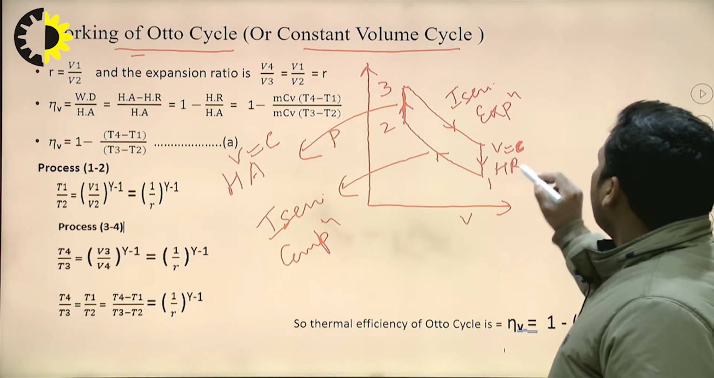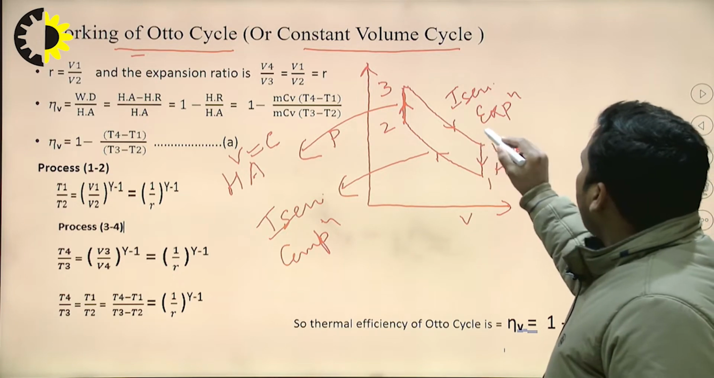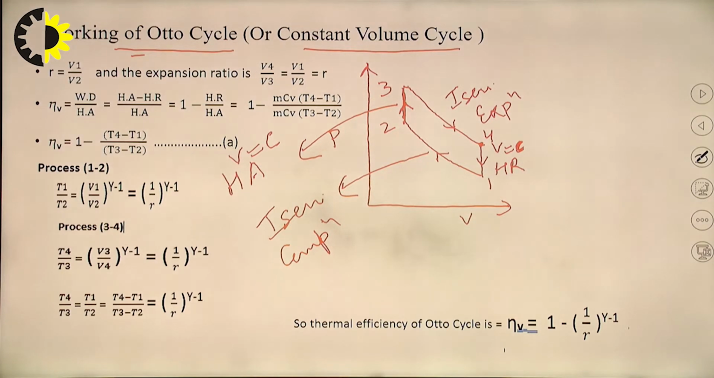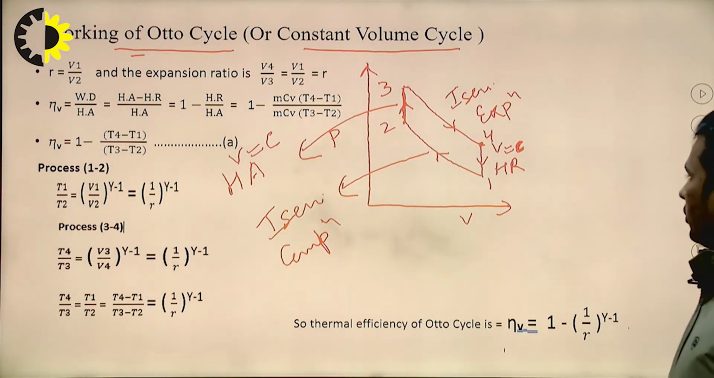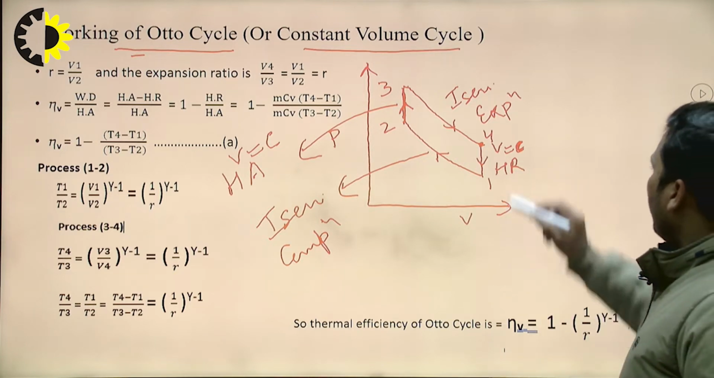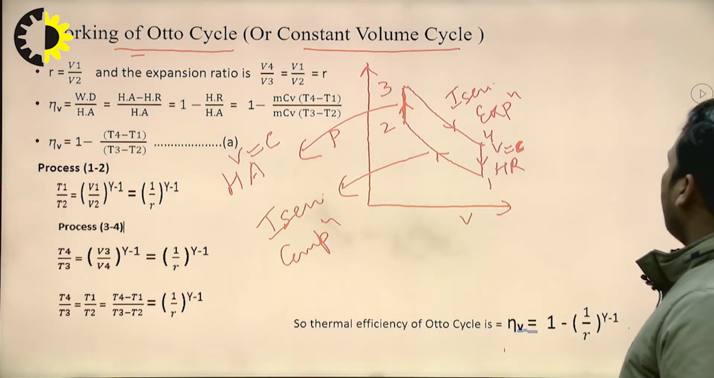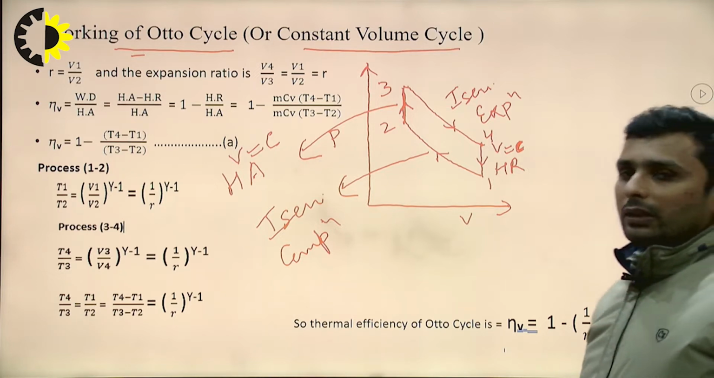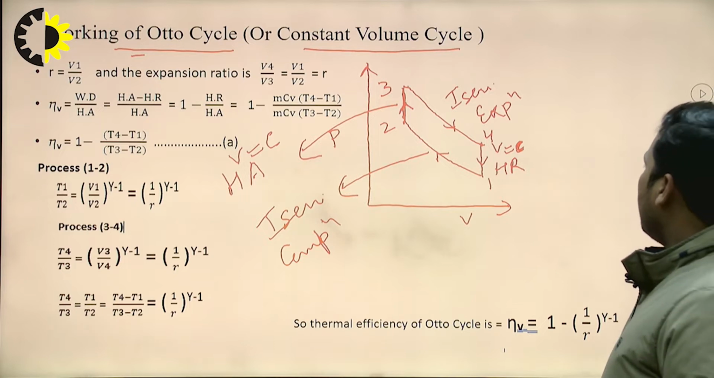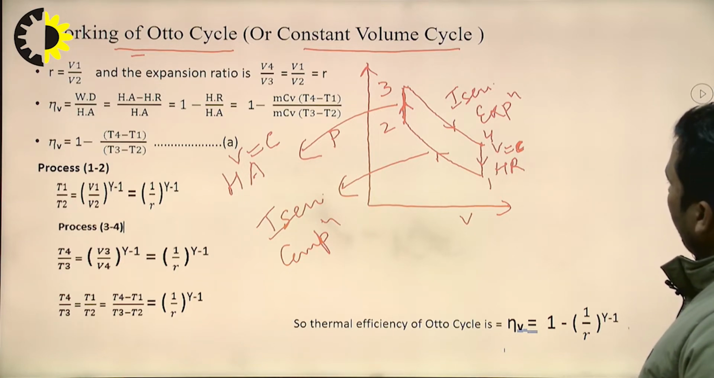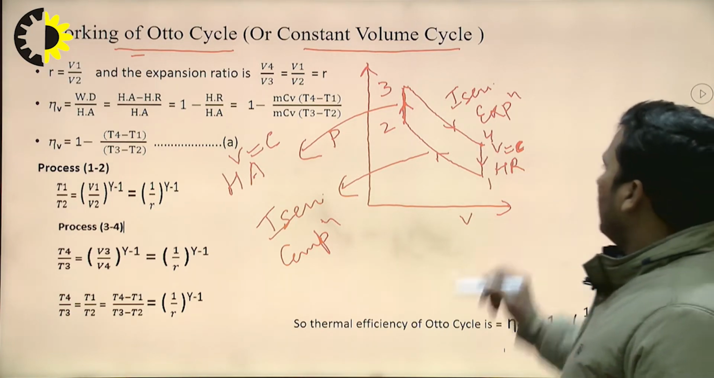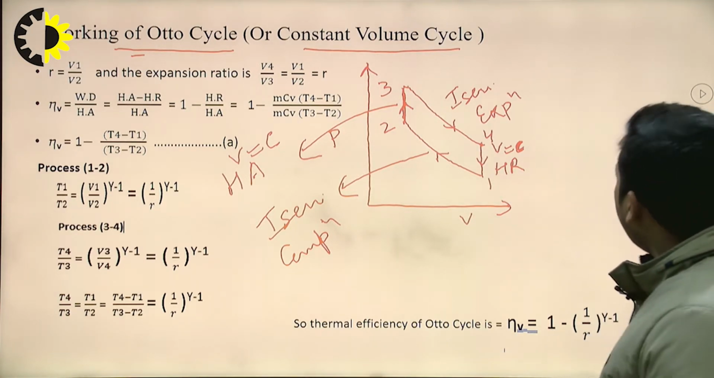heat rejection process. At this point 4, the exhaust valve is open, and due to pressure difference, exhaust gases from the engine will automatically go out to the atmosphere, because inside the combustion chamber the pressure of the exhaust gases is 3 to 4 times more than atmospheric pressure. So due to this pressure difference, exhaust gases will move out from the engine cylinder to the atmosphere. So this is the PV diagram, pressure volume diagram for Otto cycle.